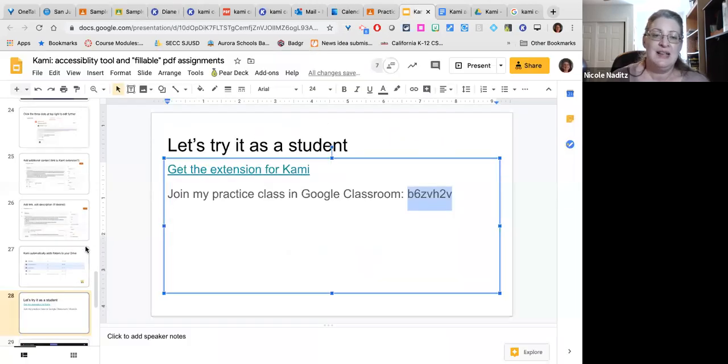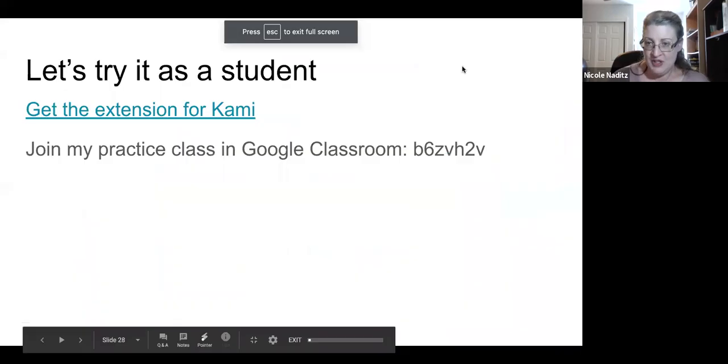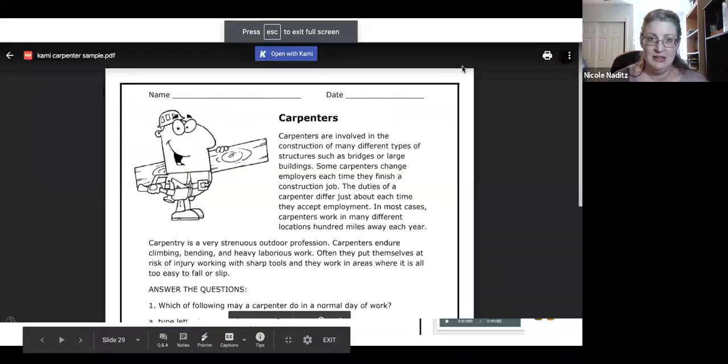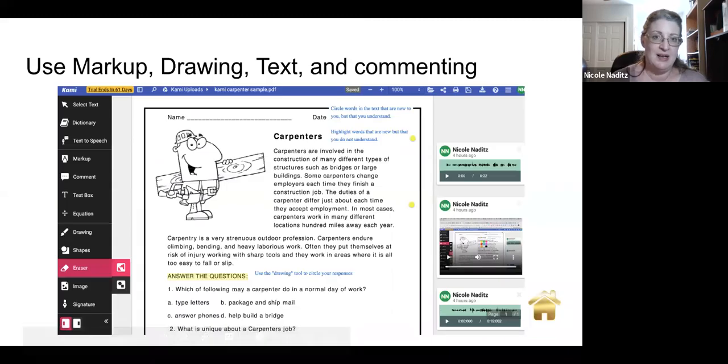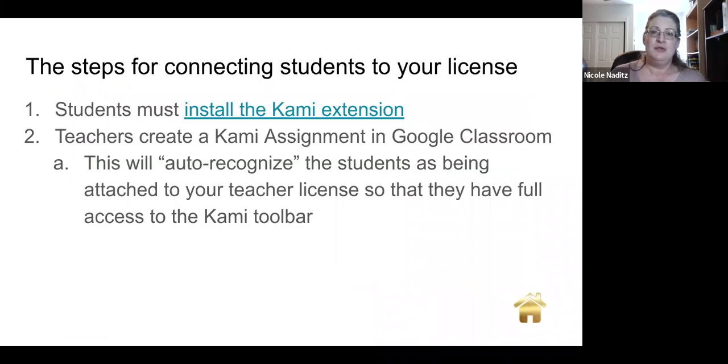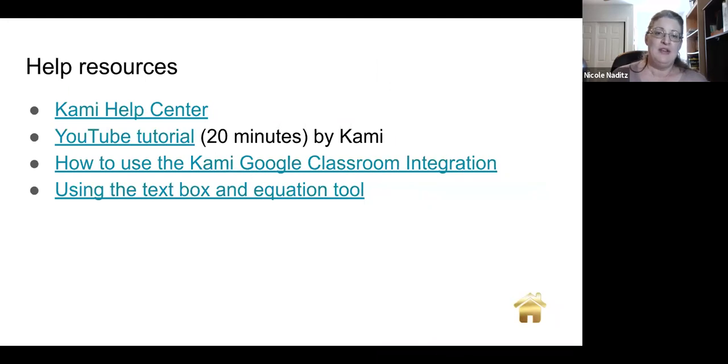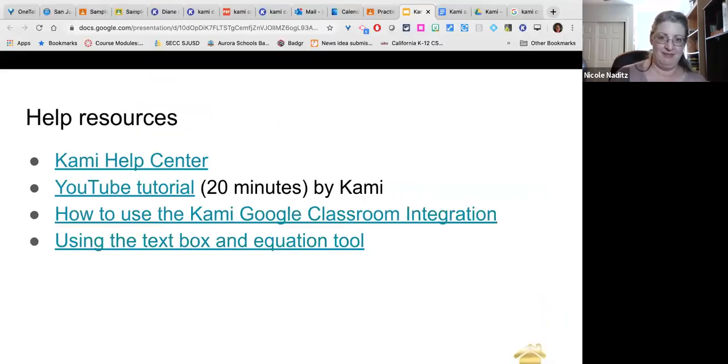And then back in the slide deck, the only things you have left here, and this may change obviously because I'm still working on this, but you'll have the latest version every time you click on it, and same with the resource document. You do have the steps for connecting students to your license, but it's pretty easy. The students just have to have the Kami extension. You create the assignment and it will automatically recognize them as being attached to your account so that they get the toolbar. And then you have some help resources there, which are the same ones I put in your resource document. So it's just a parallel match.